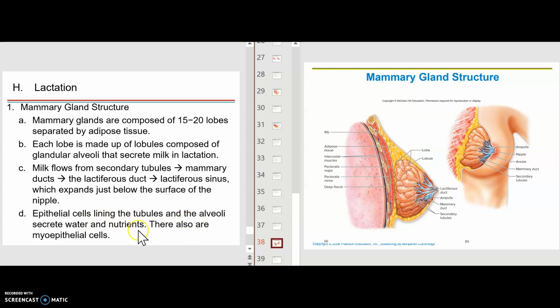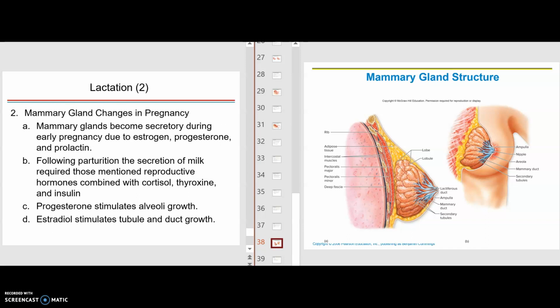Epithelial cells lining the tubules and alveoli secrete water and nutrients. This would make the milk. There are also myoepithelial cells. They squeeze down to eject the milk.